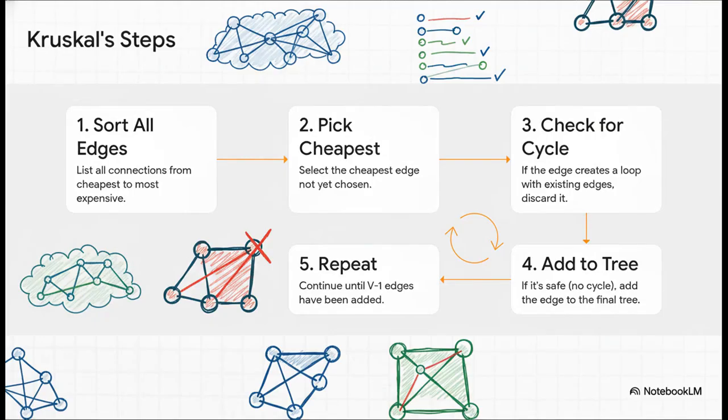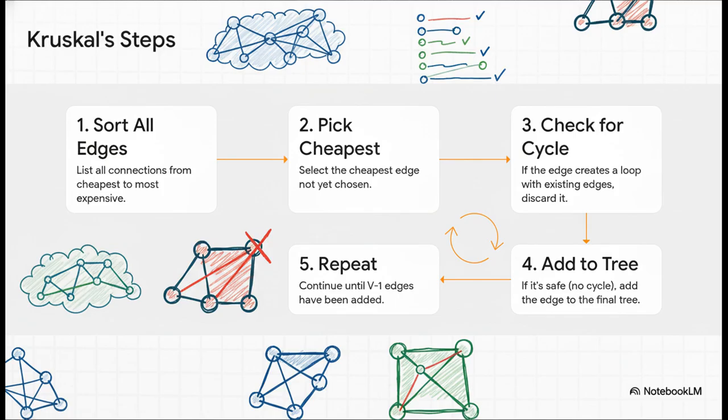So here's how it works step by step. First, you take every single possible connection in the network, throw them all in one big list, and sort them from cheapest to most expensive. Then, you just work your way down the list. Grab the cheapest edge. Ask yourself, does this form a cycle with what I've already picked?